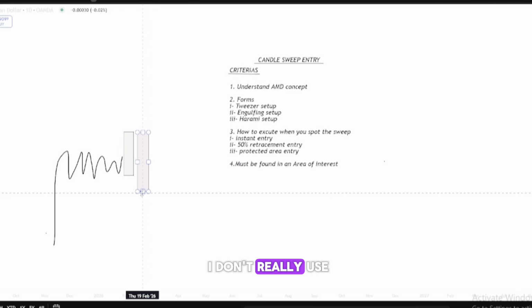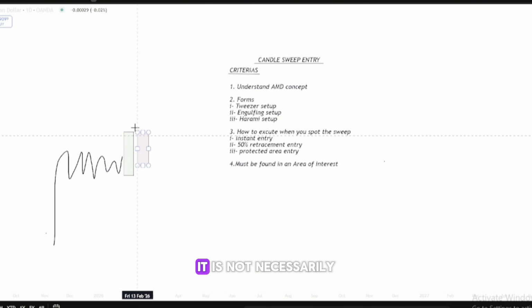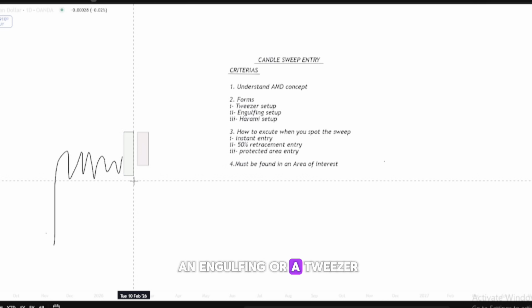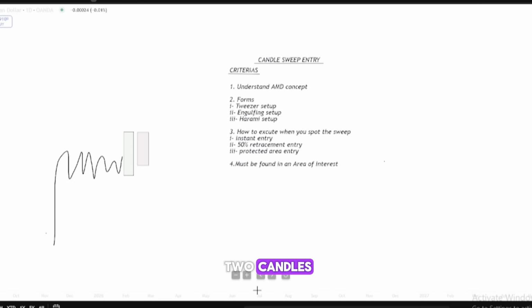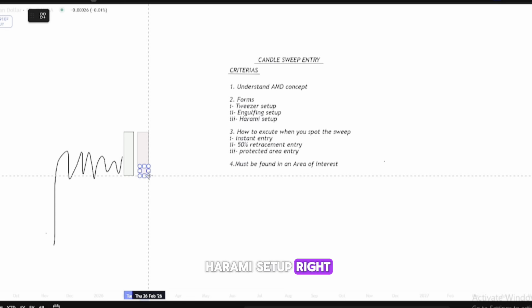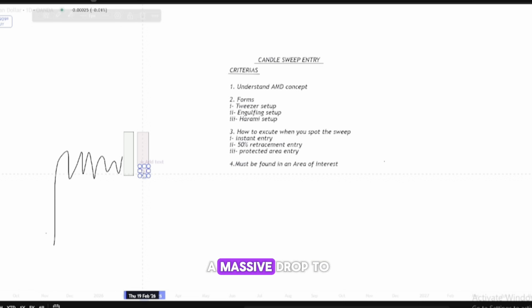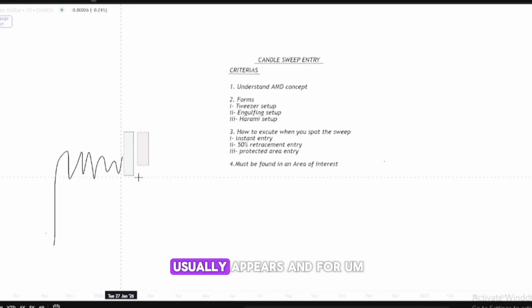Now, in this case, I don't really use the harami that much, but sometimes it comes in handy. Sometimes you can have the next candle dropping in like this. It is not necessarily an engulfing or a tweezer, but it has a kind of momentum, and sometimes it could be two candles, but we just call this the harami setup, right? It could be two candles, and then the next thing is you expect a massive drop to the downside, right? So these are the forms that it usually appears.